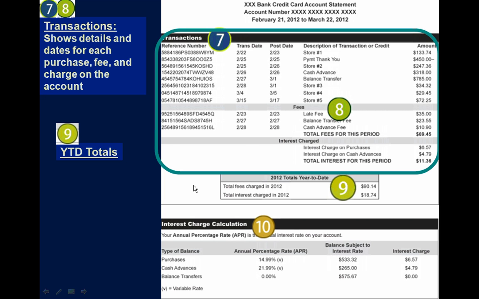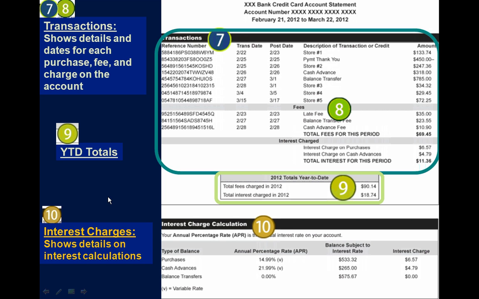Okay. Section 9 is just this middle section, year-to-date totals. That's self-explanatory. Interest charges. This is what we just went over. Here's your annual interest rate. They take that, divide by 12, and multiply by the balance, and then you get a number real close to this interest charge. Notice that cash advances, a much higher interest rate on the cash advance. So you take that number, divide by 12, multiply by this number here, and you get a small fee, but this will add up quickly.